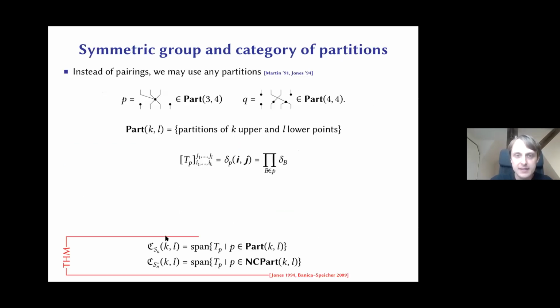I'm going to give you another example, which is using the category of partitions. So instead of pairings, we may use partitions. So instead of decomposing the upper and lower points into pairs, we just decompose them into any subsets. For instance, here there's 3 upper points, 4 lower points. So those points, all of them are in one subset, and there are 2 singletons here. Here 3 singletons, and here this is one subset, and here this is one subset.